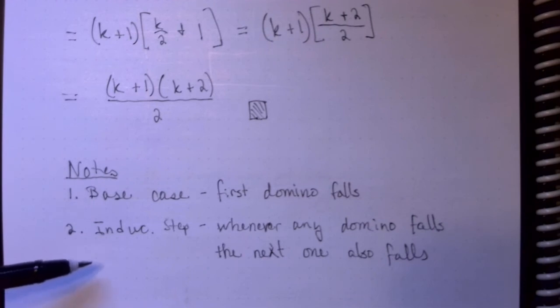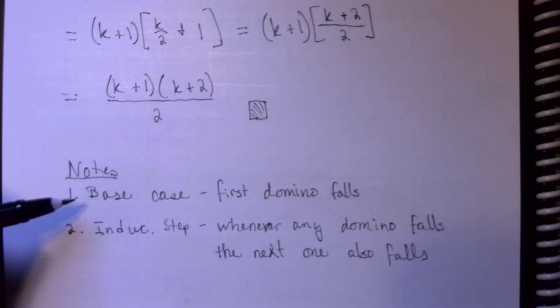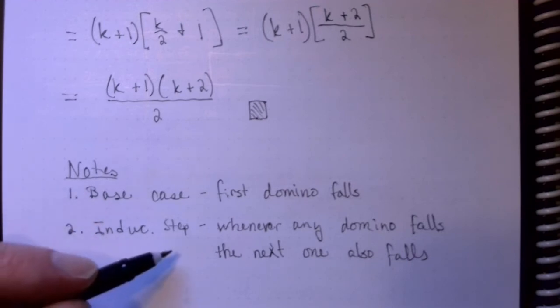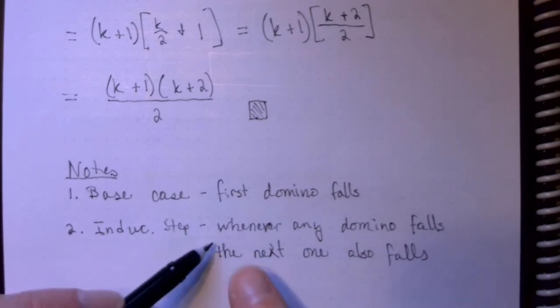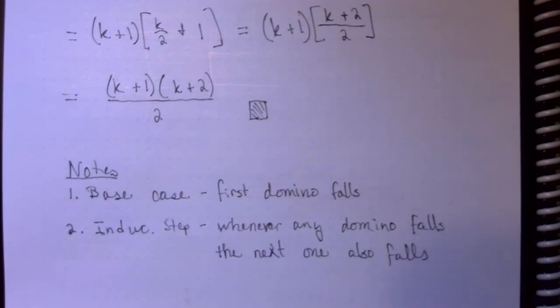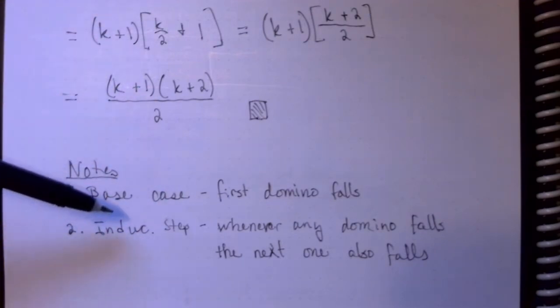So these two together show that all the dominoes will fall, because if the first domino falls, and whenever any domino falls, the next one falls, that means we are sure that domino number 2 will fall. And since we're sure that domino number 2 will fall, and whenever any domino falls, the next one also falls, that means domino number 3 goes down. And since domino number 3 goes down, the fourth one goes down, and so on down the line. Okay, so that's a pretty simple example of an induction proof.